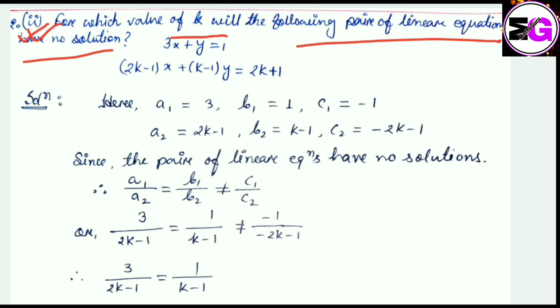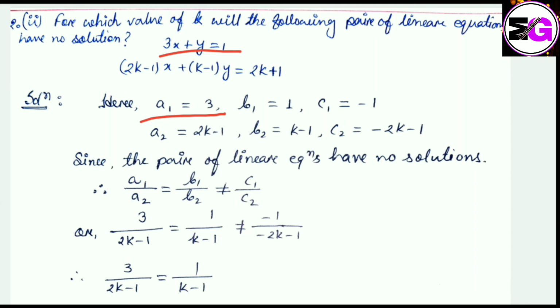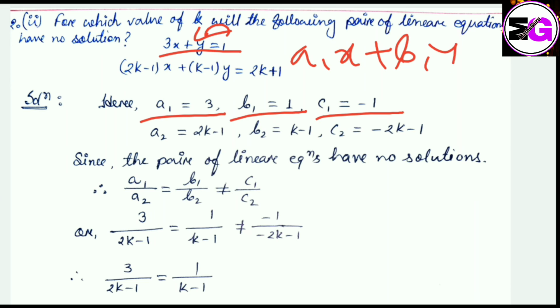Okay, so these equations are given to us. Thrice x plus y is equals to 1 and 2k minus 1 into x plus k minus 1 y is equals to twice k plus 1. Here a1 is equals to 3 from the first equation, and b1 is equals to 1 and c1 equals to minus 1, because plus 1 becomes minus 1, because it is in the form a1x plus b1y plus c1 is equals to 0.